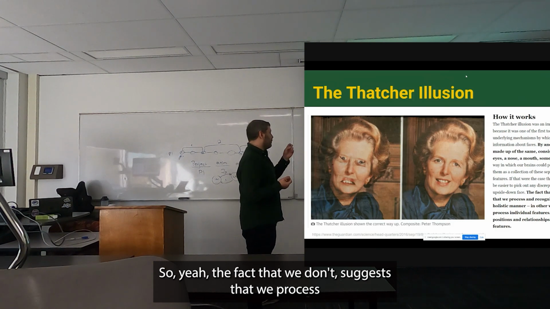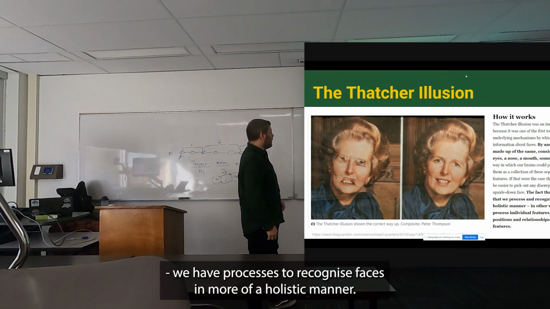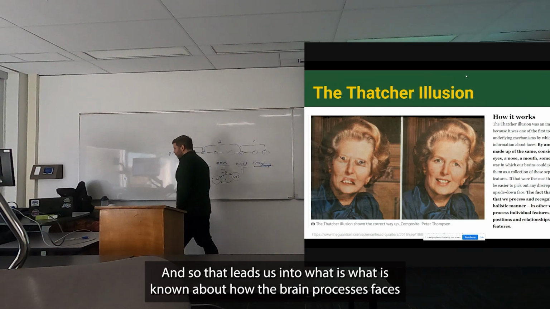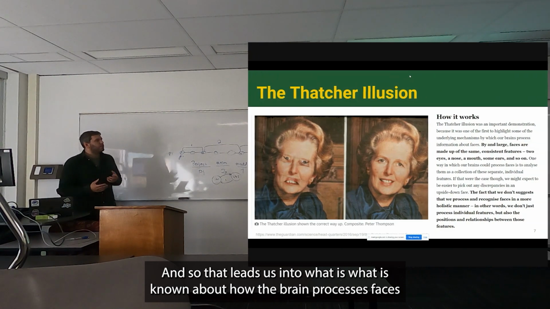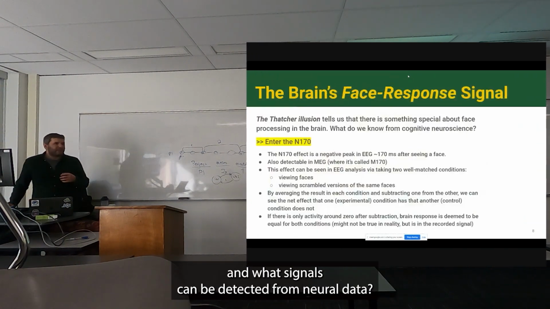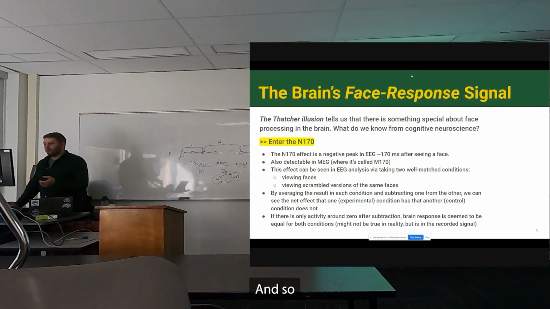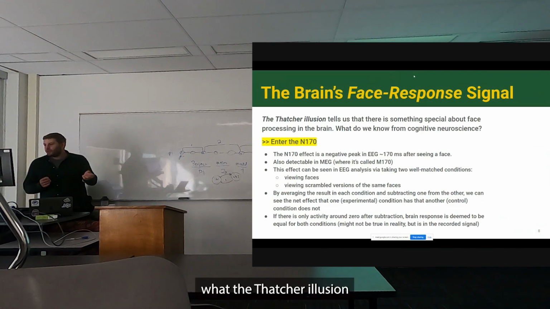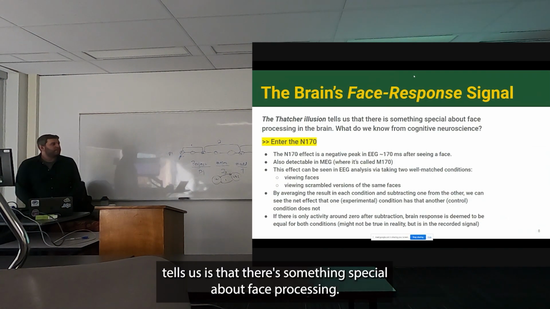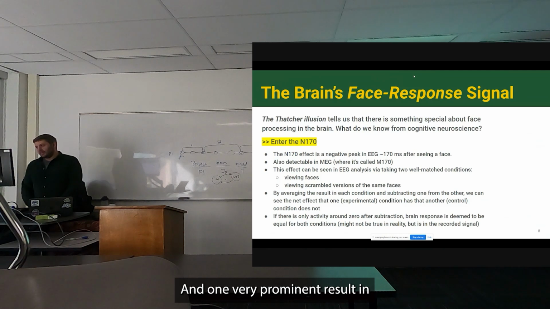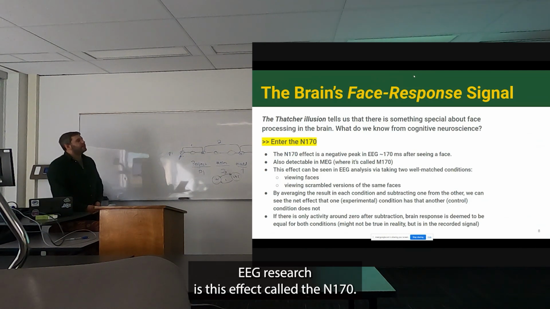So, yeah, the fact that we don't suggest that we process and recognize faces in more of a holistic manner. And so that leads us into what's known about how the brain processes faces and what signals can be detected from neural data. So what the Thatcher illusion tells us is that there's something special about face processing, and one very common result in EEG research is this effect called the N170.